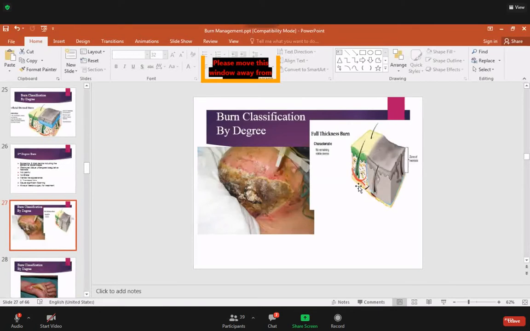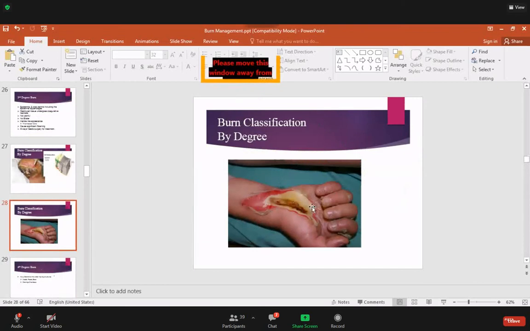Okay, this you can see is a full thickness burn. You can see that the epidermis is lost, the dermis is lost, the epidermal appendages are lost, and it is reaching up to the subcutaneous tissue. There is no dermis here. Now you can see in this picture the color of the burnt area. It is totally white, and you can differentiate it from the second degree burn, which is hyperemic.